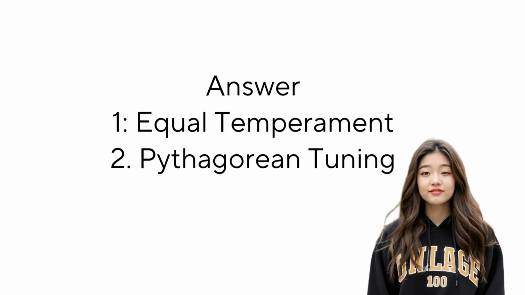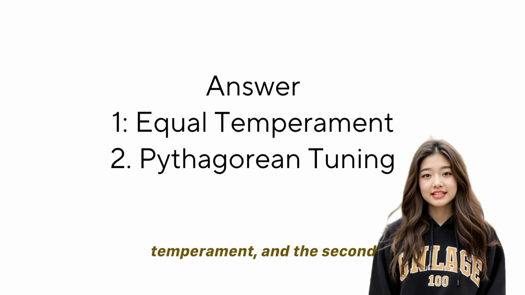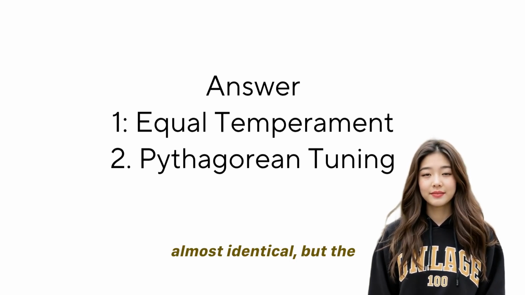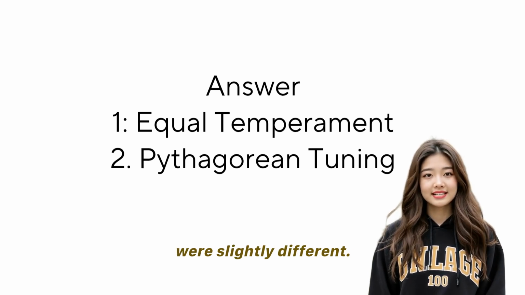The answer is the first scale was equal temperament and the second was Pythagorean tuning. They may have sounded almost identical, but the frequencies of several notes were slightly different.